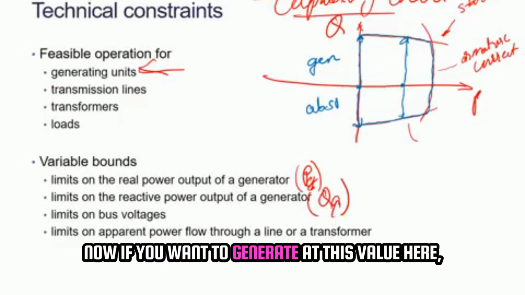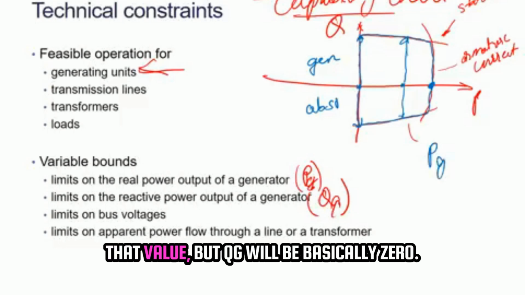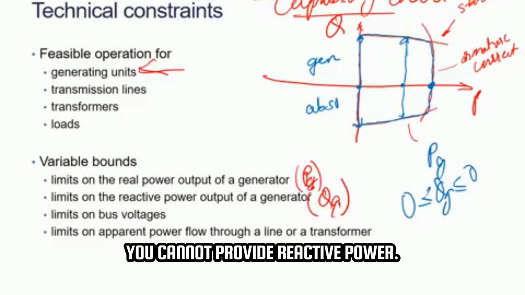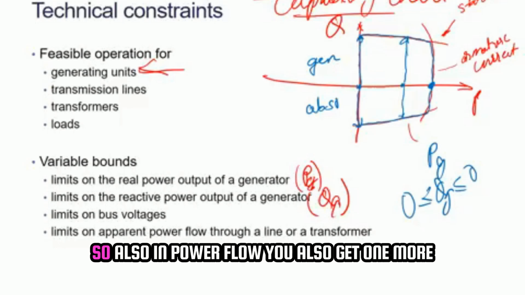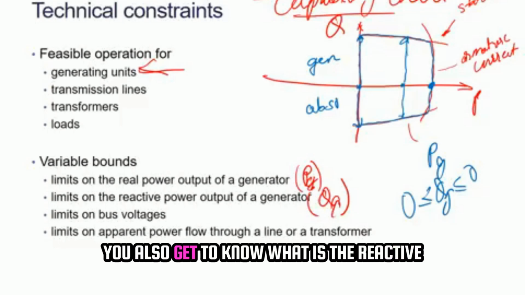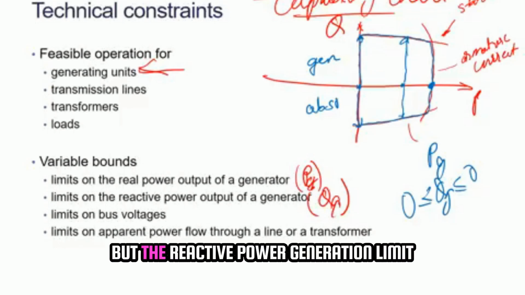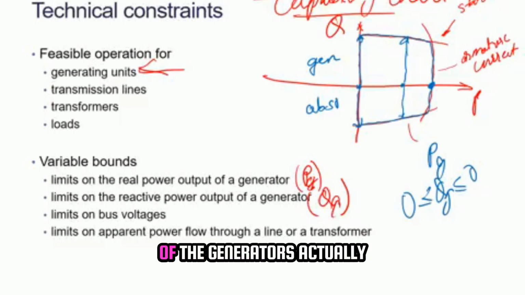Now if you want to generate at this maximum value, your PG will be that value, but QG will basically be 0. You cannot provide reactive power. Also in power flow, for PV buses, you get to know the reactive power generation limit of those generators. I should have actually asked that question, but the reactive power generation limit of the generators comes from this capability curve.